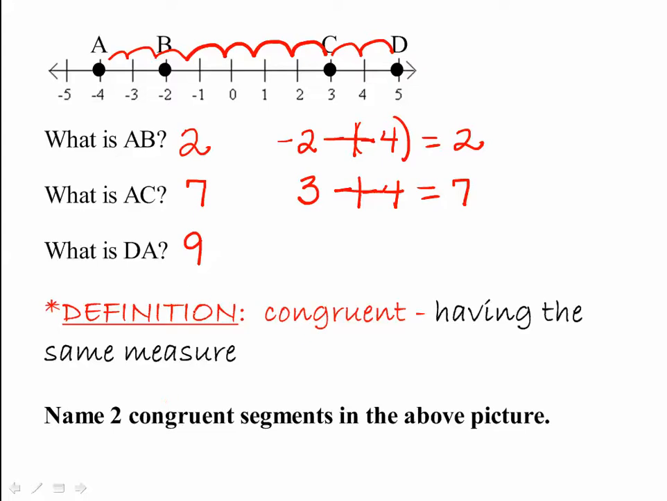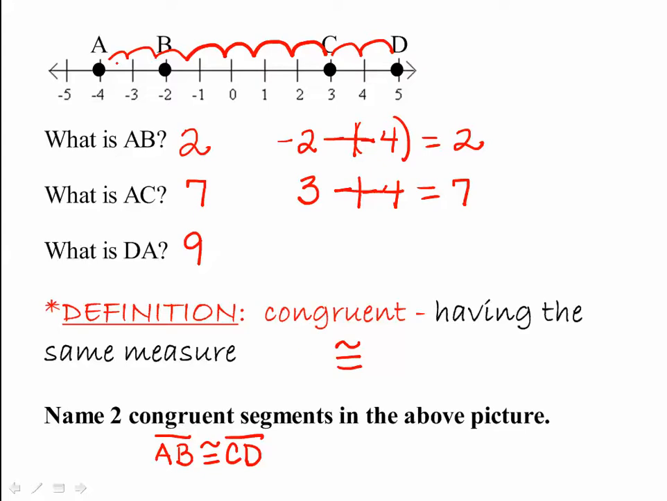An important definition in geometry, one which you've probably heard before, is the word congruent. Congruent simply means having the same measure. The symbol for congruent in geometry is an equal sign with a little wave over the top. Name 2 congruent segments in the picture above. Now notice here we could say segment AB is congruent to segment CD because both of those segments are 2 units in length. But let's find another set of segments that's congruent.